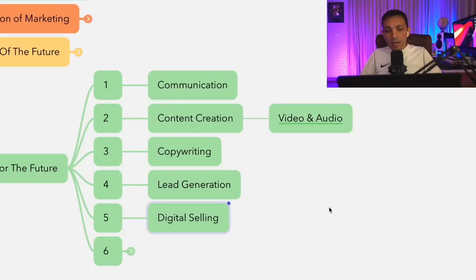Number 5 is digital selling. How do you sell through videos? How do you sell through funnels? How do you sell through webinars? How do you sell one-to-one? There are so many different ways to sell. And if you can sell your idea in the form of content, like what I'm trying to do here, I'm trying to sell you the idea that the internet revolution is going to be a game changer for every single industry. And if you are not taking this seriously, you're going to be stone age.